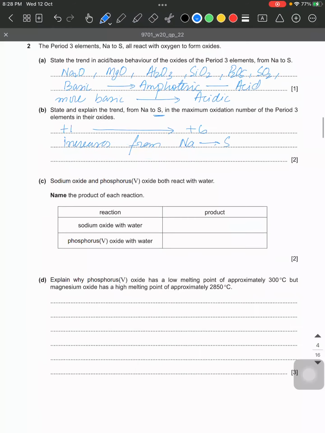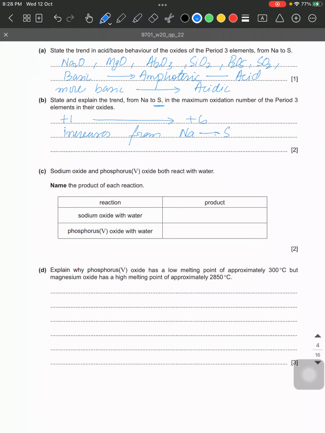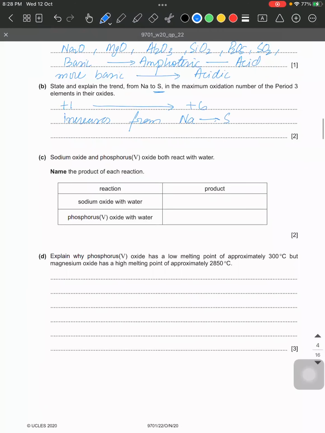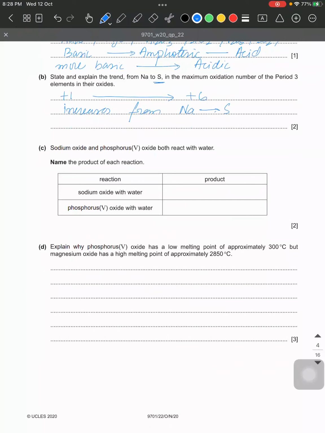After that, they are asking: sodium oxide and phosphorus oxide both react with water. Name the product of each reaction. When you add sodium oxide into water, sodium oxide reacts with water and forms what? Sodium hydroxide, right? You need to remember this reaction as well. I told you this in period 3. When sodium oxide dissolves in water, it will form sodium hydroxide. You need to remember this.